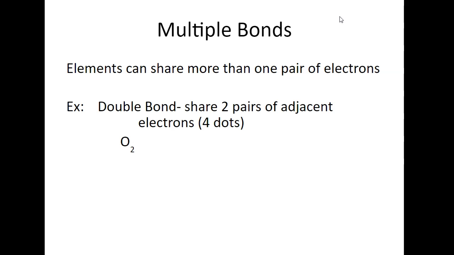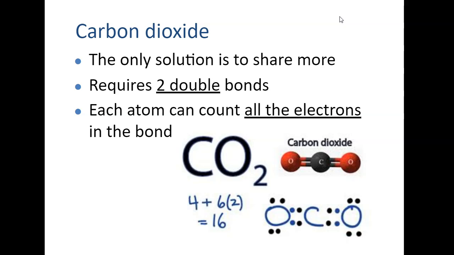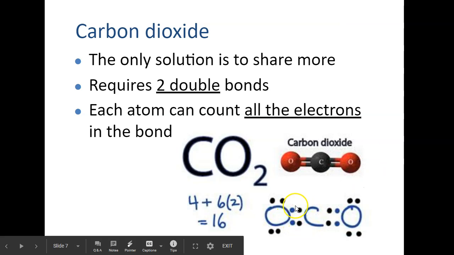Here's some examples. Oxygen and carbon dioxide both have triple or double bonds. And there's a triple bond that occurs when there's 3, and the one that's most commonly seen is nitrogen. So let's look at carbon dioxide. It requires 2 double bonds to make sure each atom gets 8 electrons, and you can see right here that there are 2 pairs here and 2 pairs here. And if you look at carbon, it has 4 of its own electrons and 4 coming from oxygen on either side, and that gives it 8. And you can look at oxygen, it has 6 plus 2 from the carbon, and that gives it 8 as well.